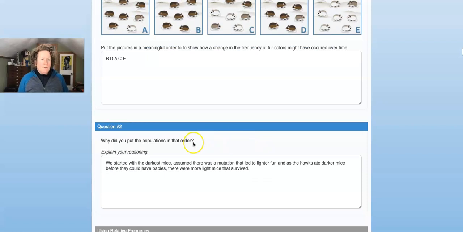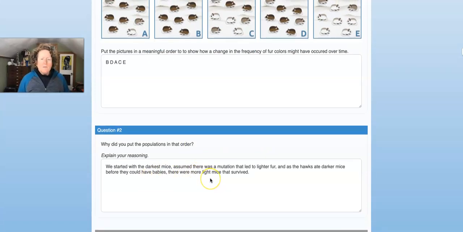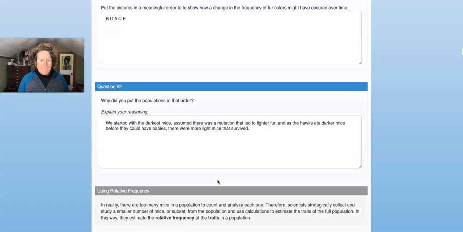For question number 2, we explained our reasoning in class. We started with the darkest mice, assumed there was a mutation that led to lighter fur, and that the hawks acted to select against, or basically they ate the dark mice before they could reproduce, and there were more light mice that survived, and over time, as that process occurred, more and more light mice became part of the population.